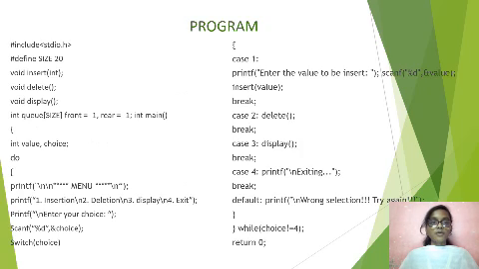Next we are moving to the program. Here is the program of queues using arrays. First we have to initialize the variables and operators, and next we use the do condition, and while the choice is not equal to 4, we get all these conditions as possible.